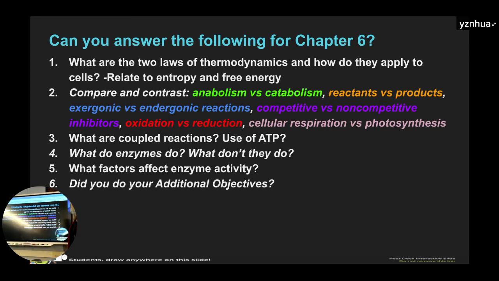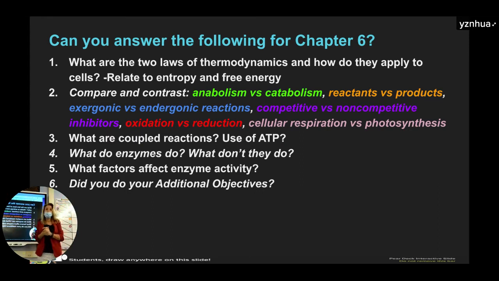All right, so can you answer the following questions? For chapter 6, what are the 2 laws of thermodynamics and how do they apply to cells? And then relate that to entropy and free energy. So highlight the things you think you need to work on or make sure I address today. Compare and contrast anabolism versus catabolism, reactants versus products, exergonic versus endergonic reactions, competitive versus non-competitive inhibitors, and oxidation versus reduction, cellular respiration versus photosynthesis.